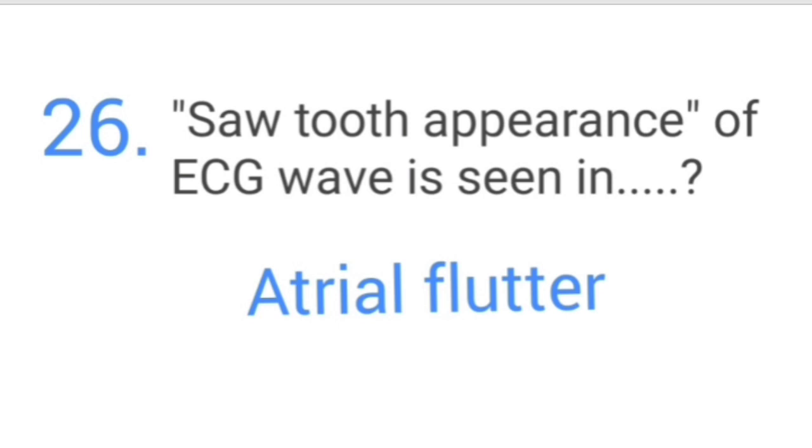Sawtooth appearance of ECG wave is seen in atrial flutter. Sawtooth appearance of ECG wave is seen in dash. Atrial flutter.